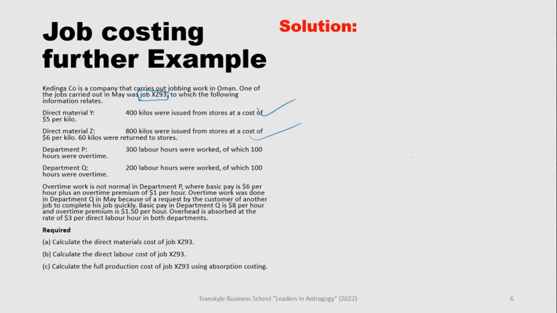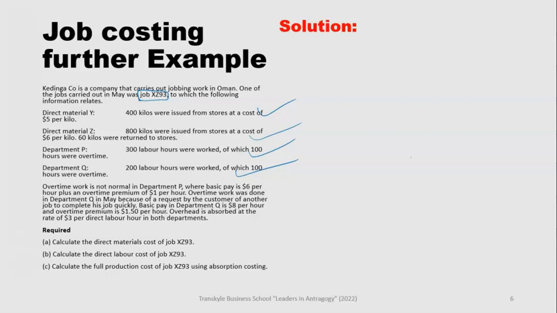Okay, you have to consider as you read. All right. Then Department P, 300 labor hours were worked, of which 100 hours were overtime. Then Department Q, 200 labor hours were worked, of which 100 hours were overtime. And we talked about these overtime issues in our previous week's lecture, and I'm sure you still remember what we talked about: direct costs and indirect costs, overtime, basic pay, this and that. You still have that one in mind. I know, because hey, I emphasized that.